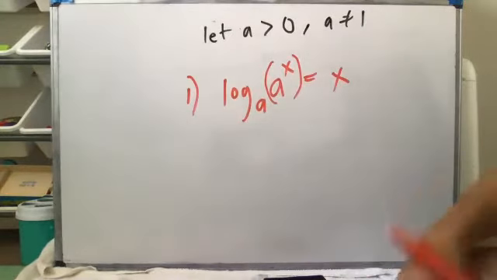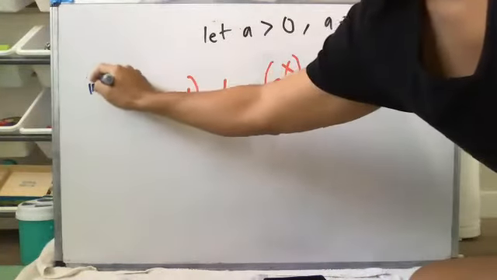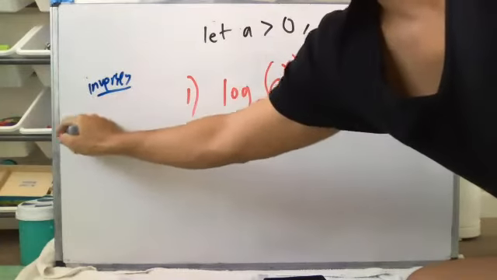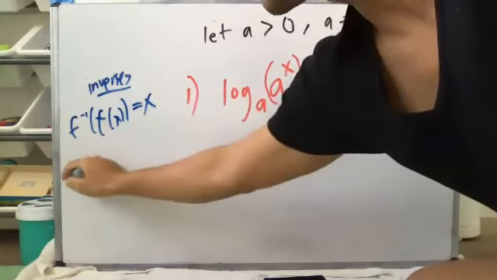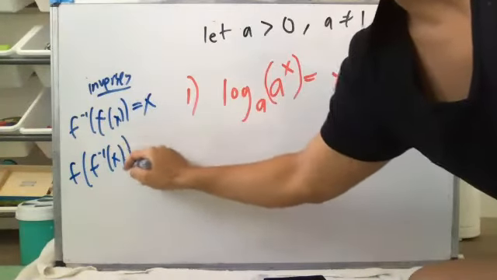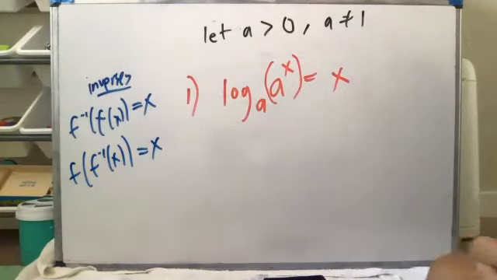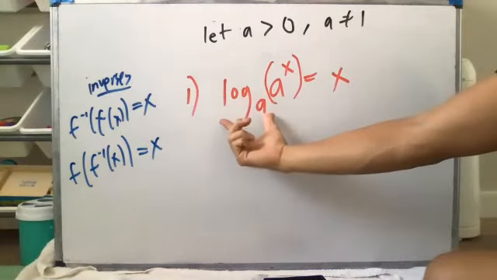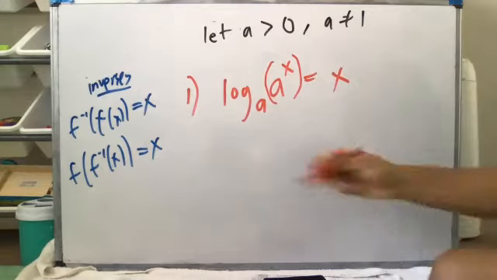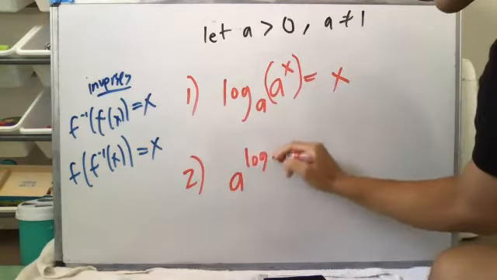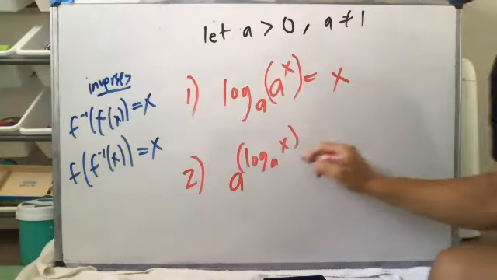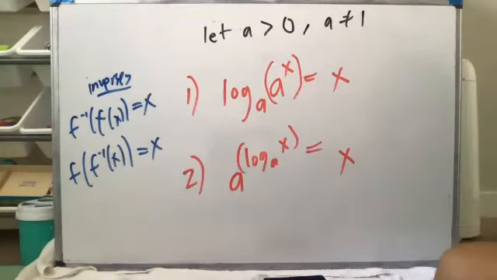Here, let me write that on the side over here. Inverses. Remember, it's f inverse of f of x is equal to x, and it also works the other way. f of f inverse of x is also equal to x, right? Those are the two properties of inverses. So this is telling you that the log function is the inverse of the exponential function and vice versa, right? So the other one is a, if I raise it to the log, then I get back x. That make sense to you guys?